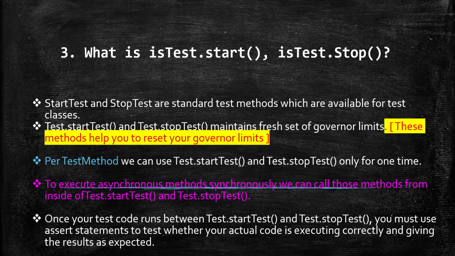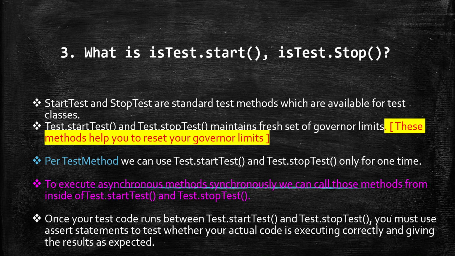Okay, the third question is: what are Test.startTest and Test.stopTest? Start test and stop test are standard test methods which are available for test classes only. Only in test classes have we used startTest and stopTest. They help you to reset your governor limits.